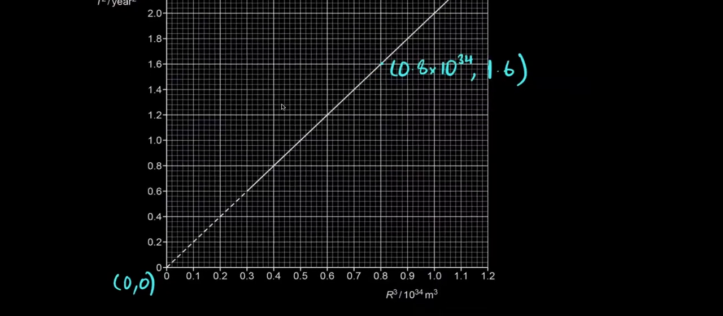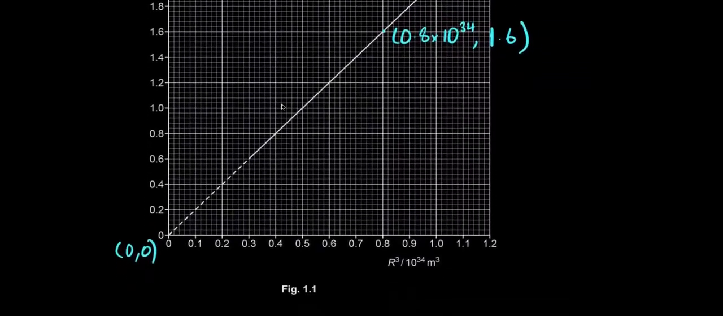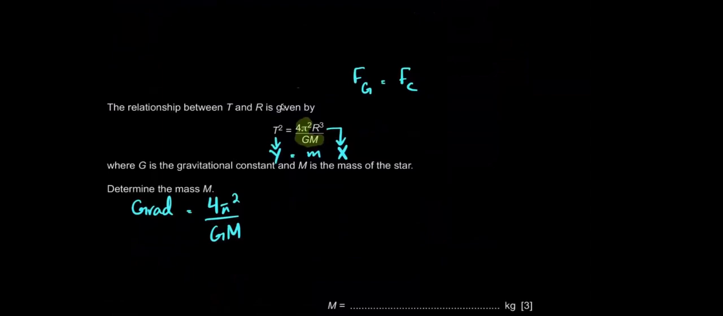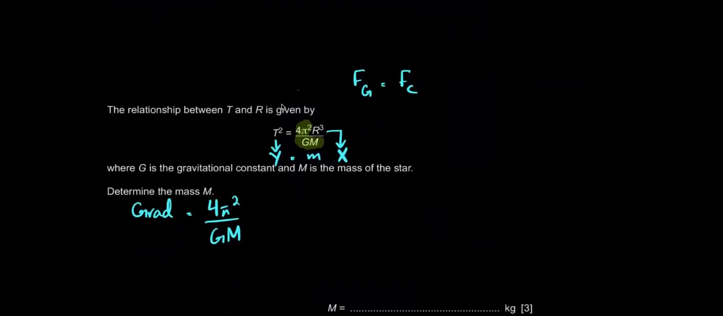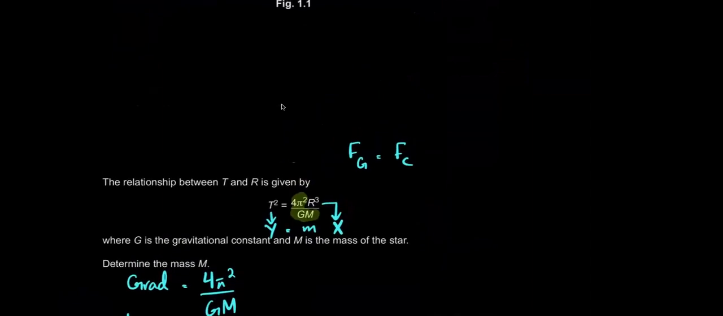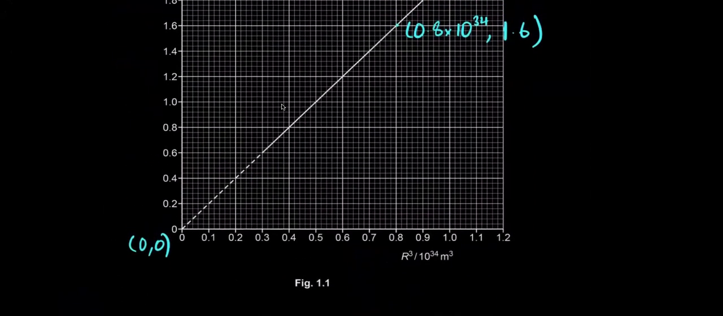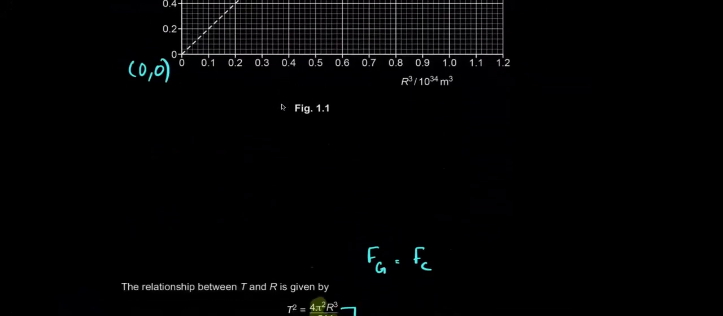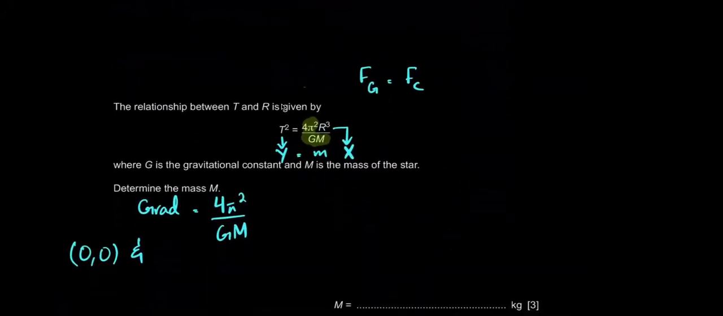So first, if I calculate the gradient, I have my two points: one is 0, 0, and the other point is 0.8 into 10 to the 34 and 1.6. So first of all, let me try to convert this 1.6 year squared into seconds, right?